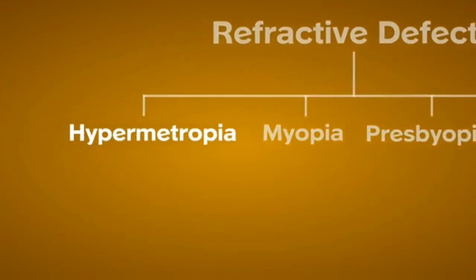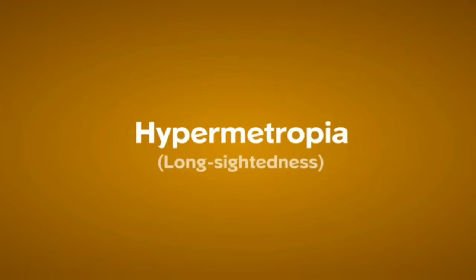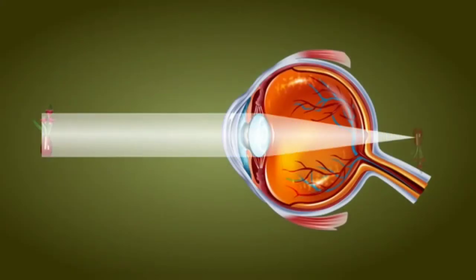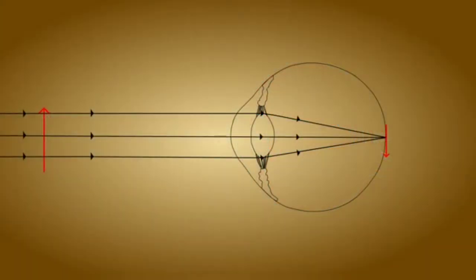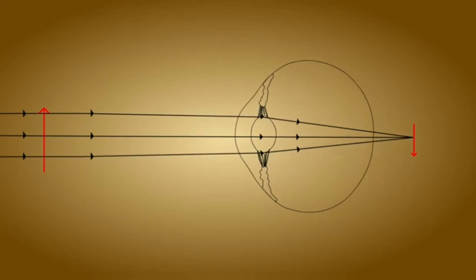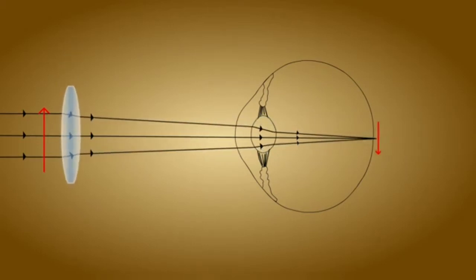The first defect we look at is hypermetropia, also known as far or long-sightedness, in which nearby objects cannot be seen clearly as the image is formed behind the retina. This is due to the increase in focal length of the lens and decrease in the length of the eyeball. This defect can be corrected using a convex lens of suitable focal length.